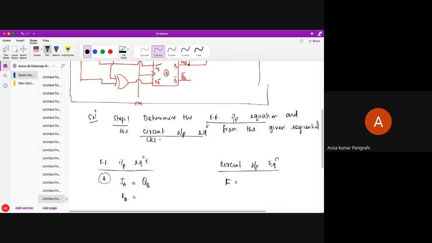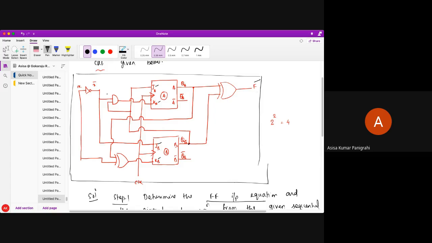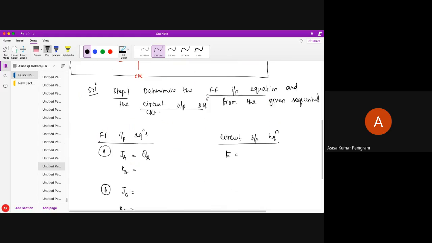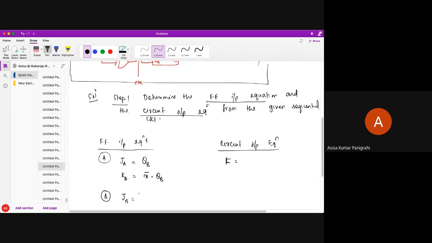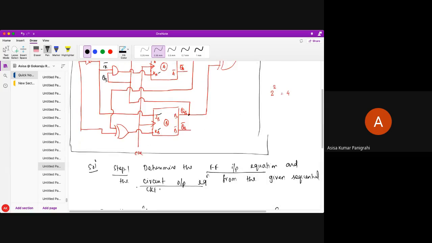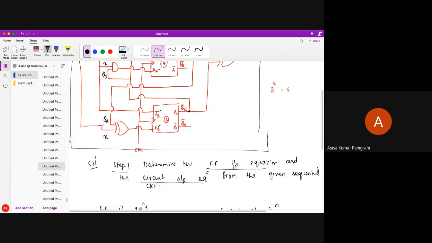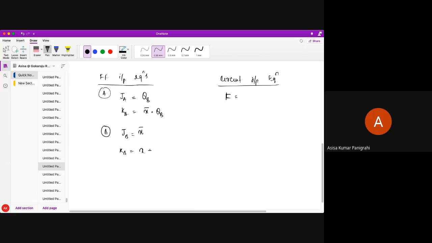Next, what is K? My K is X bar and QB. By looking into the circuit, I am just finding out the equations. What is my JB? My JB is just X bar. What is KB? My KB is X XOR QA.